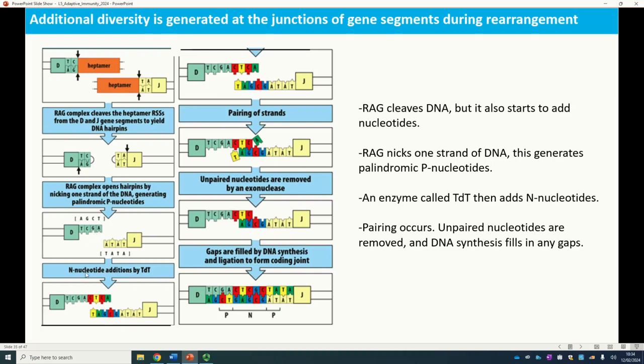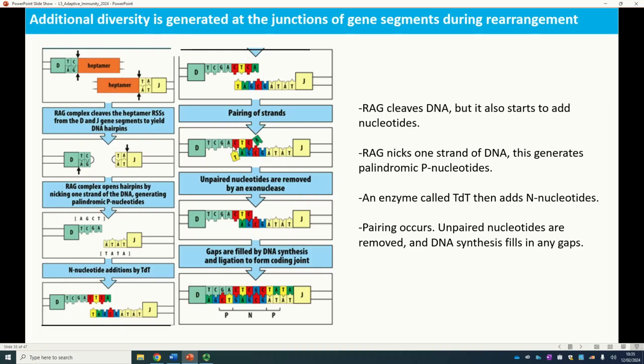Then we have the addition of N nucleotides. This is mediated by an enzyme called TdT. This enzyme will come in and add on these extra nucleotides. So we've got our P nucleotides, and we've now added on some N nucleotides as well. And then we'll get pairing occurring, so we'll look to match these up. Once we get pairing, which you can see in this diagram here, we'll get removal of any unpaired nucleotides.